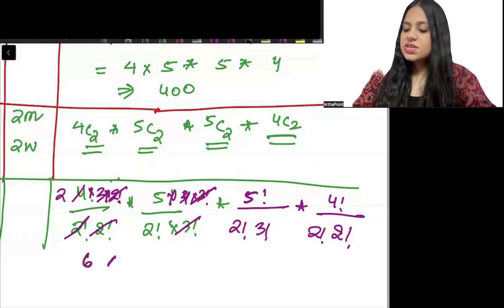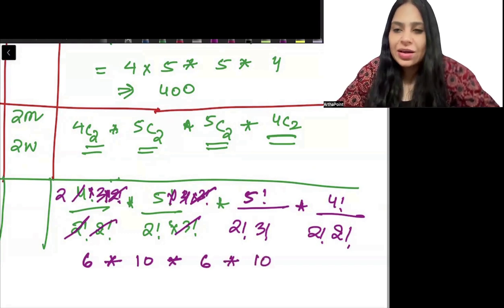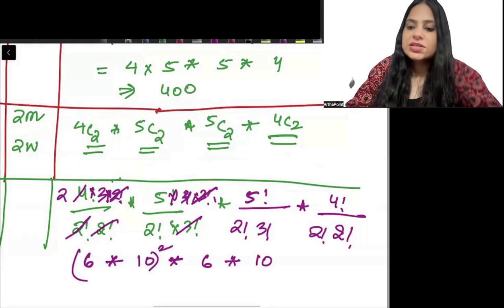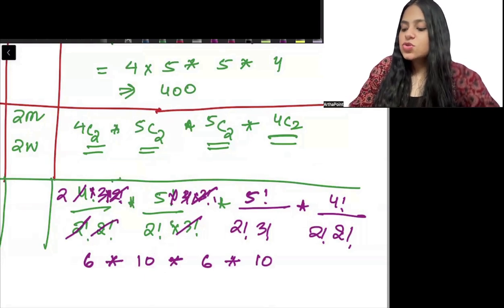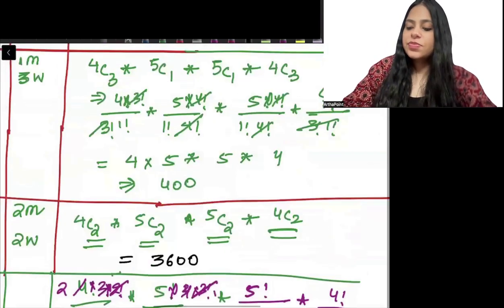So this is going to be 6 into 10 into 6 into 10. I mean, not multiply with 2, squaring the thing. I should have said I'm just squaring this thing. It will give me the same answer. Okay, so this is going to give me the answer as 3600. This is going to be the third part to it.